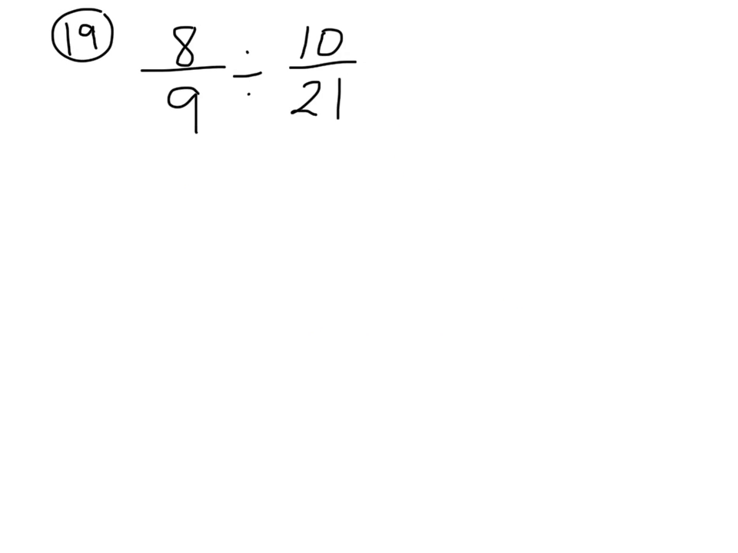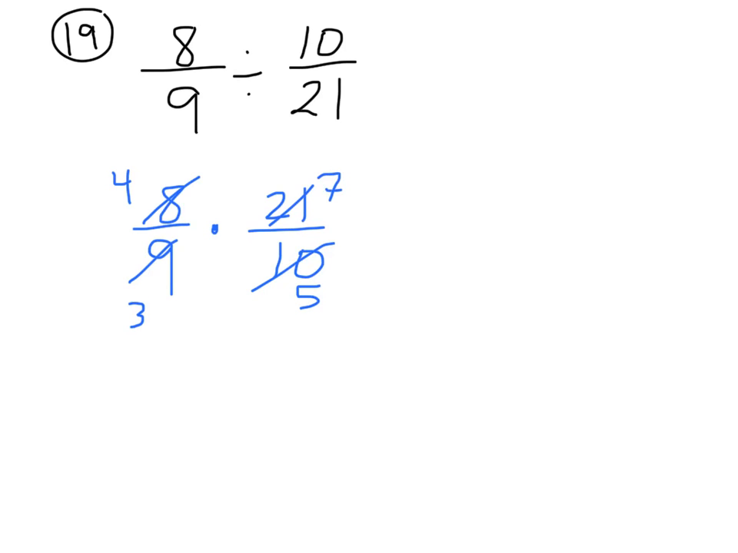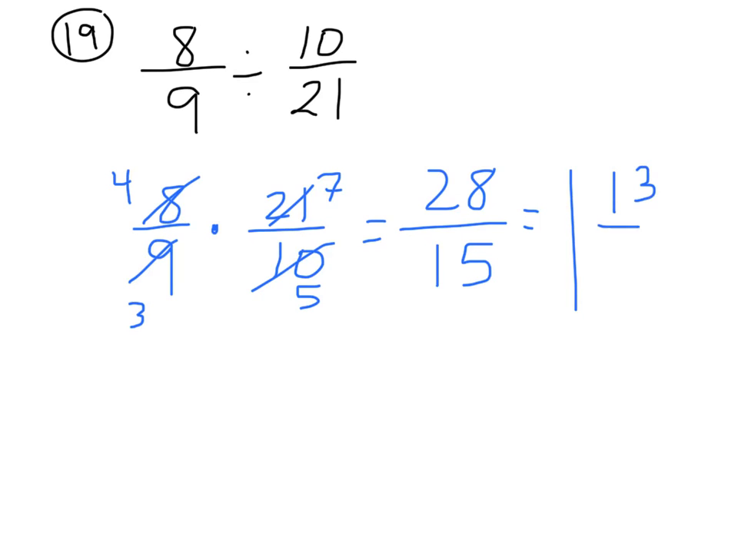Number 19, 8/9 divided by 10 over 21. I'm going to do KFC. 8/9, keep, flip 21/10, and change to multiplication. And use cross simplification, divide these both by 2, 4 and 5, divide these both by 3, 3 and 7, multiply the numerators, multiply the denominators. I have an improper fraction, so my answer is 1 and 13/15.